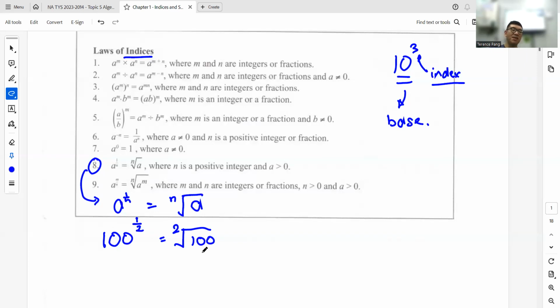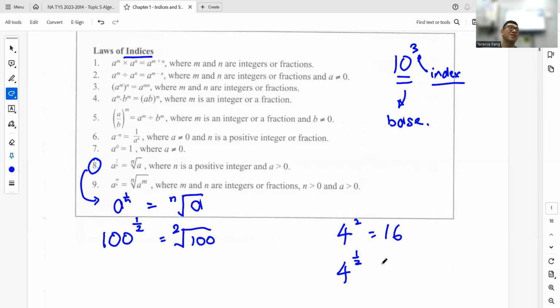Think in terms of this. If I ask you what is 2 squared, that's 4. Let's use 4 instead. If I ask you what is 4 squared, that would be 4 squared equals 4 times 4, which equals 16. What about 4 to the power of half then?